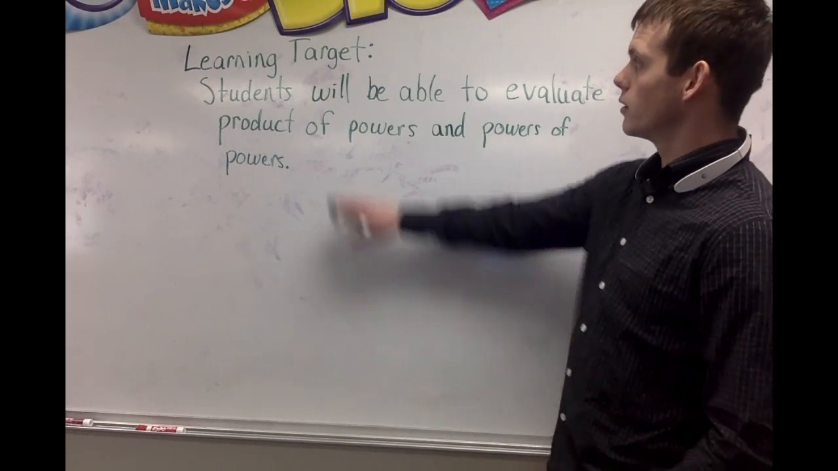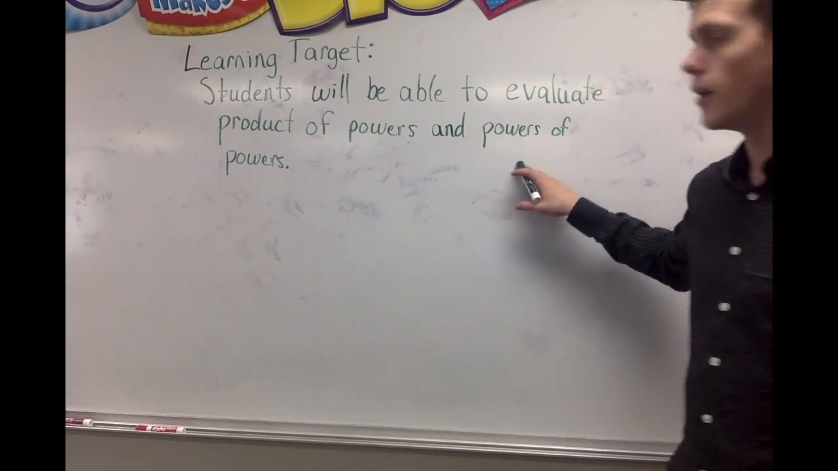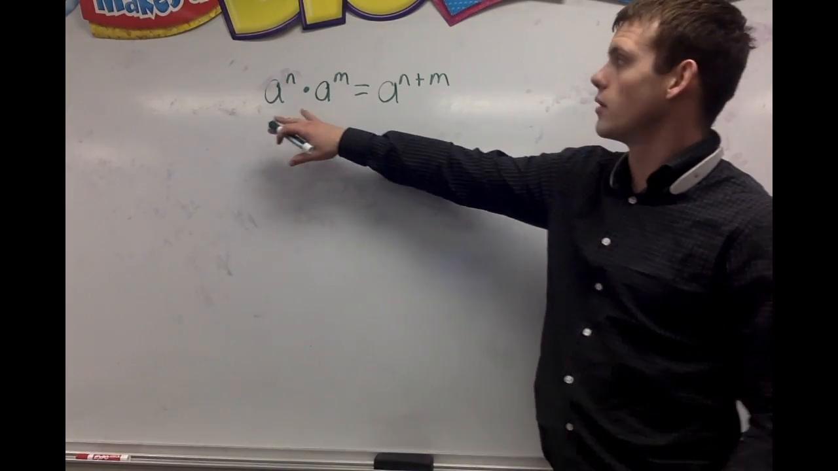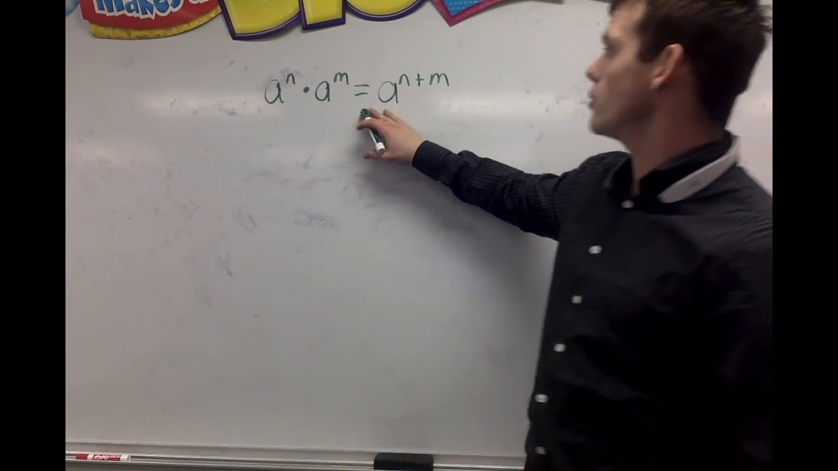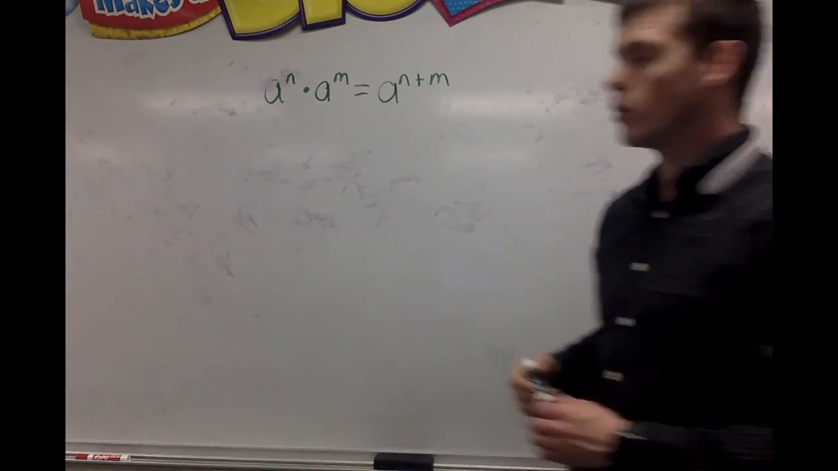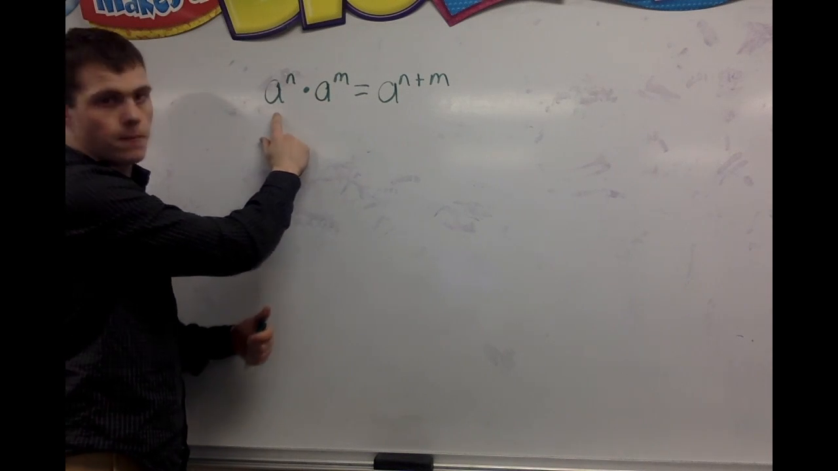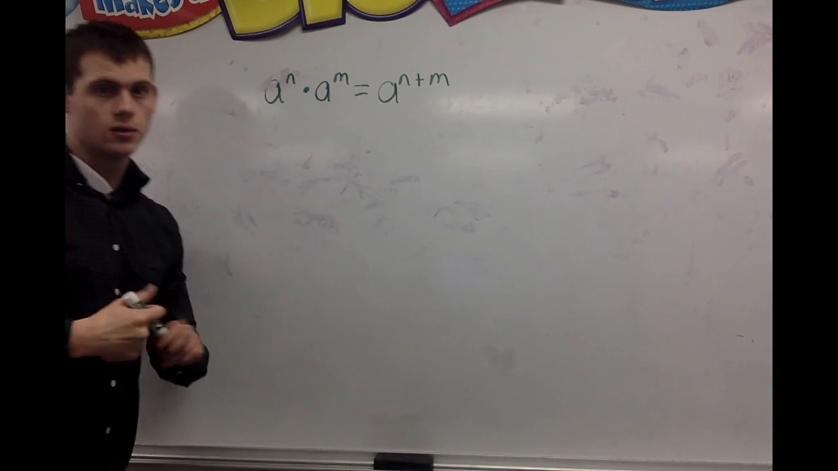Today's learning target is students will be able to evaluate product of powers and powers of powers. As you can see here, a to the n times a to the m is equal to a to the n plus m. It's important that these are the same base. So it's both a, so therefore we add the exponents.